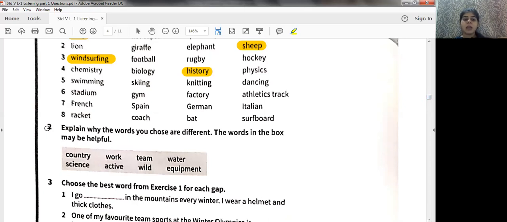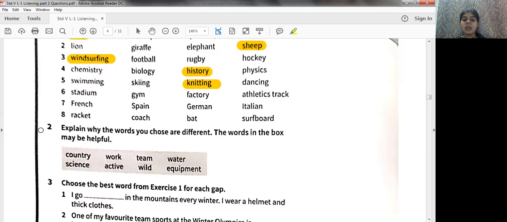Fifth, swimming, skiing, knitting, and dancing. So these are all sports. So knitting is an odd man out over here, students. Why is it the odd man out? Because in all the other activities you take an active part, but knitting is not an active part. Okay, that is why it is an odd man out.